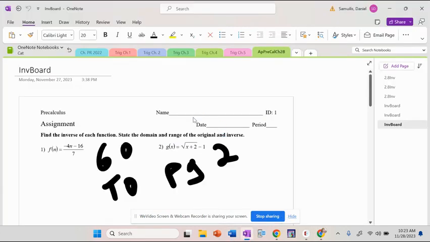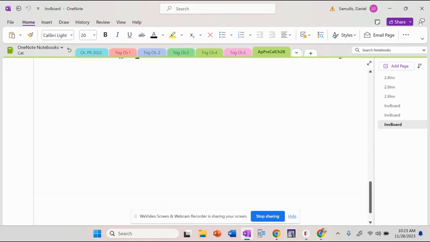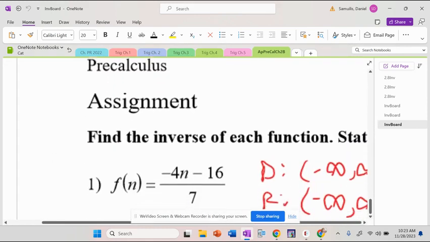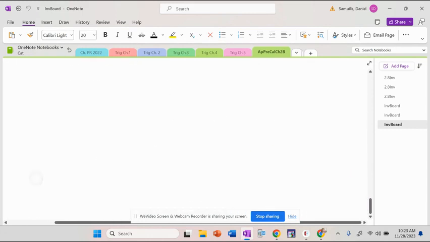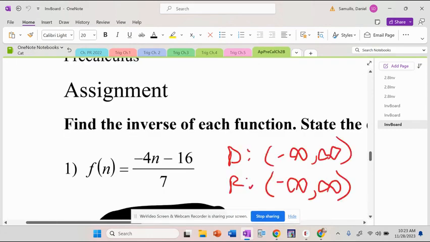Okay. All right. So here we go. Here's what we're doing first. Go to page 2. This is for me. Looking at this, why is the domain and range all real numbers? The answer is because this is a picture of, what does this become a picture of when I graph it?